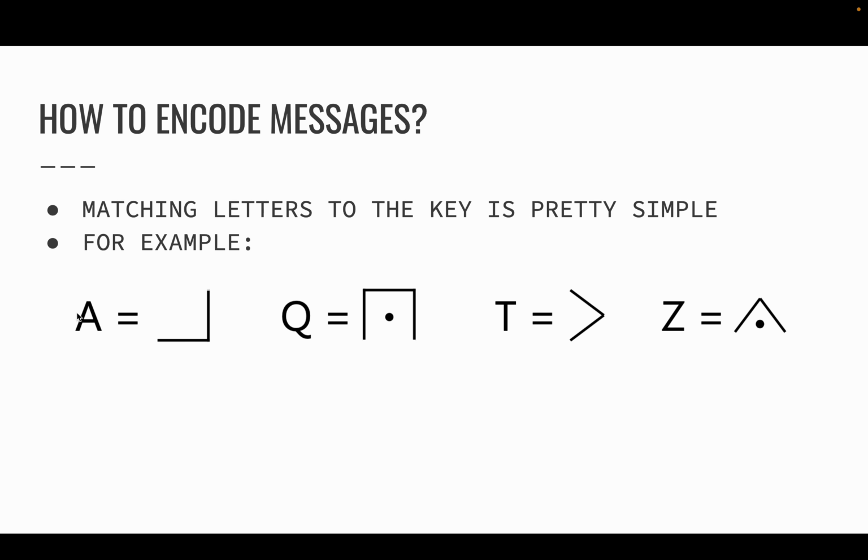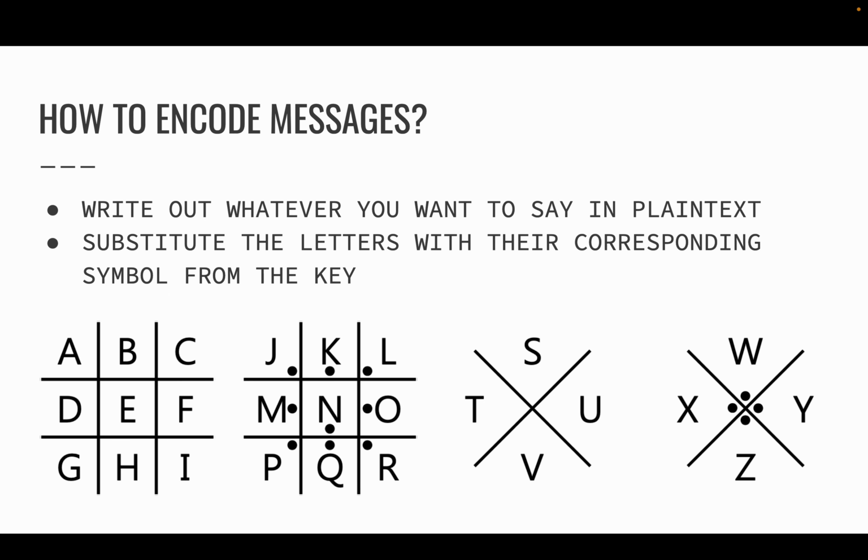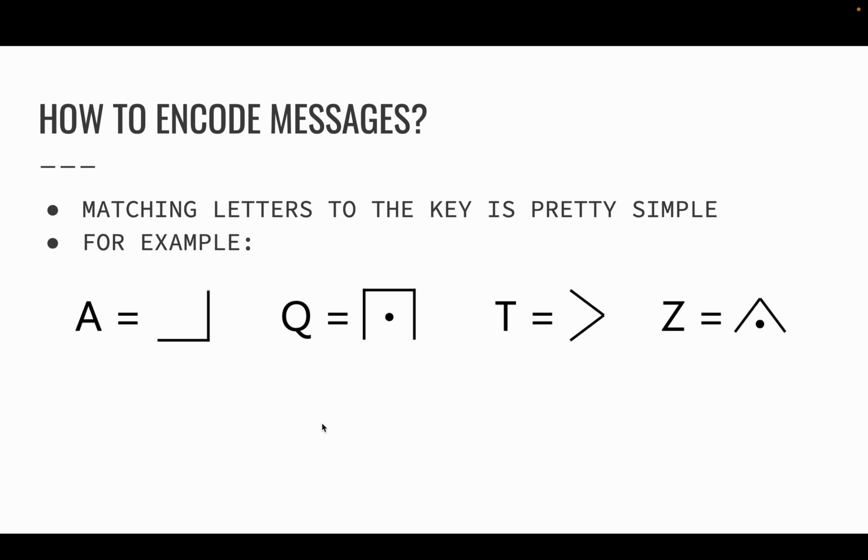We have A, like I showed earlier. Then we have Q, T, and Z. And just remember these symbols. I'm going to go back. Q right here is just this table with a dot in it. T is this symbol right here, kind of like a less than symbol. And then we have Z, which is like this tent with a dot in it. So it's the table with the dot in it, the less than symbol, and then the tent with the dot in it. And basically, that's how you encode the letters in the Pigpen cipher.